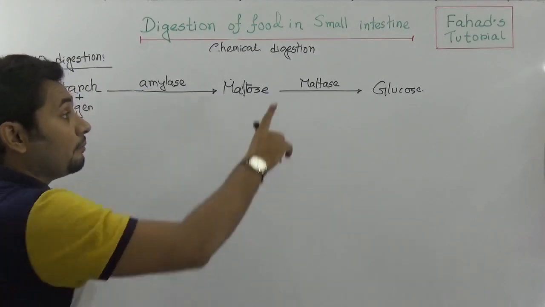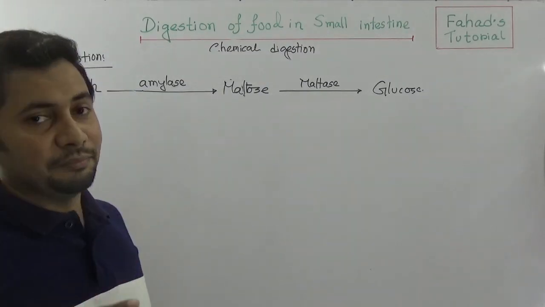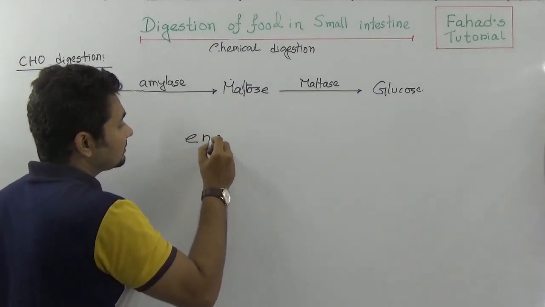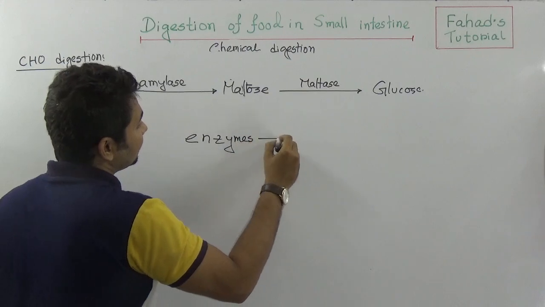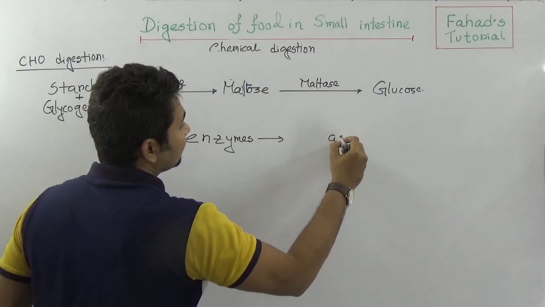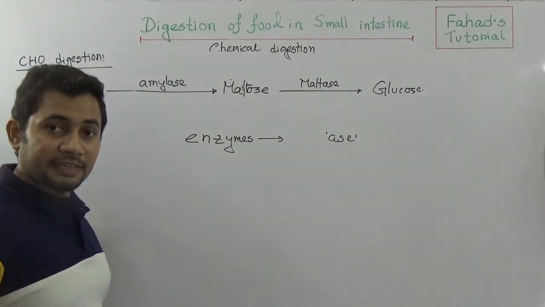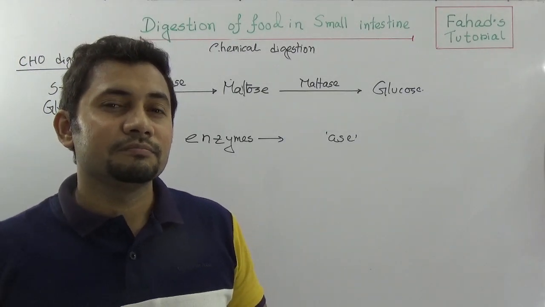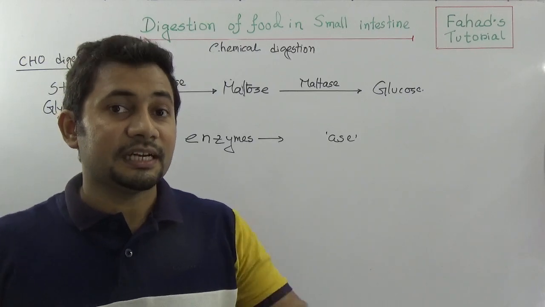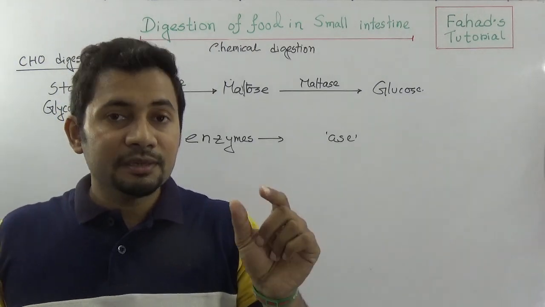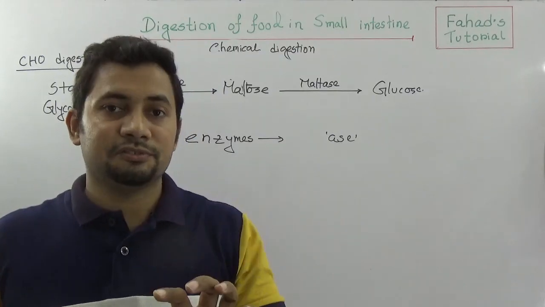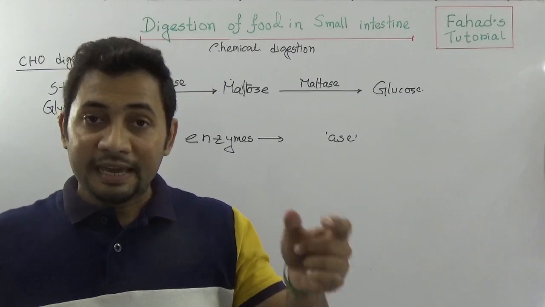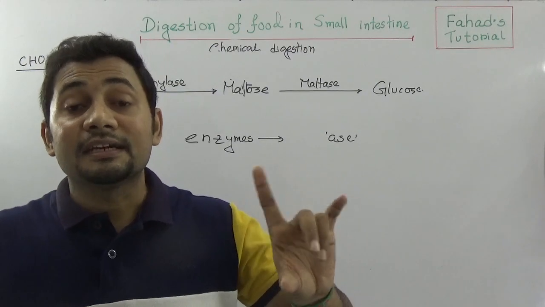and then maltase. Right now, one thing is important to remember: the enzyme's name. In case of enzymes, you must remember that 'ase' will be there at the end. If you can remember what you studied in botany or cell chemistry about enzymes, the naming of an enzyme is based on the substrate. The compound on which the enzyme is acting is called the enzyme substrate.